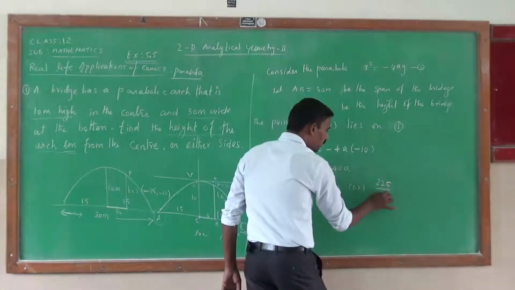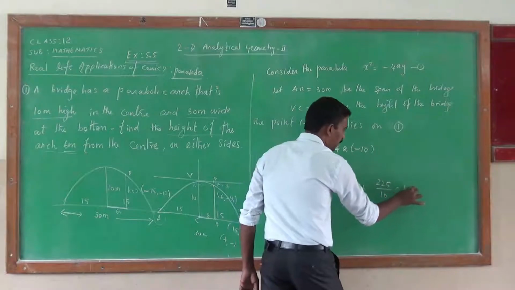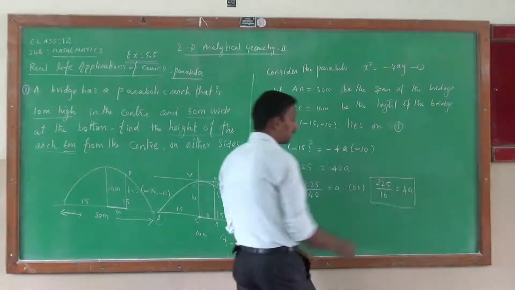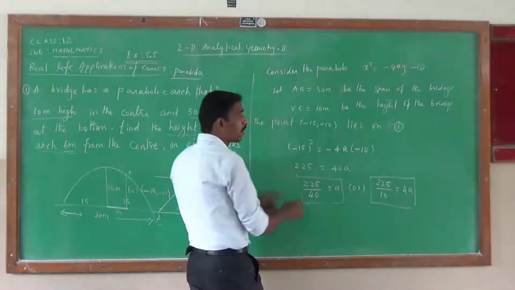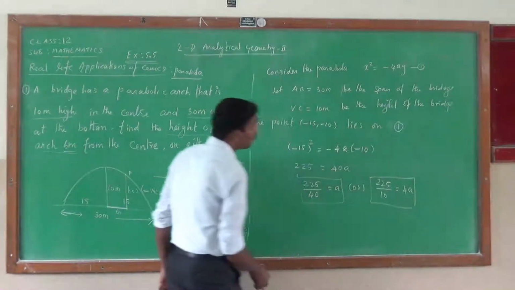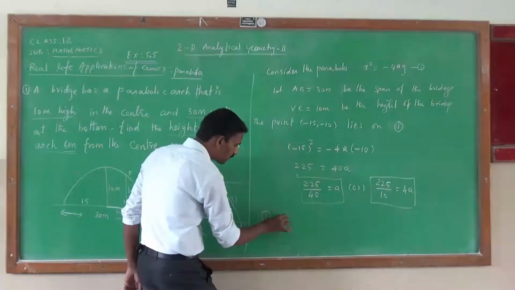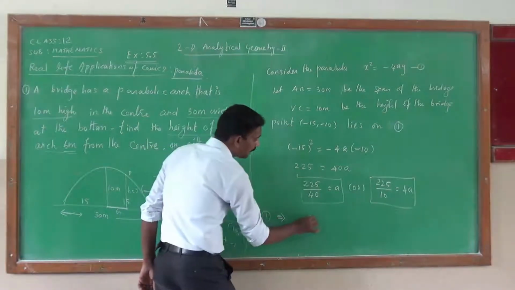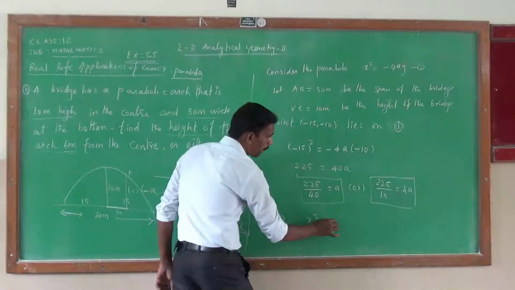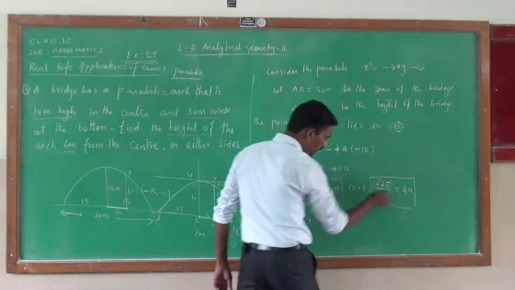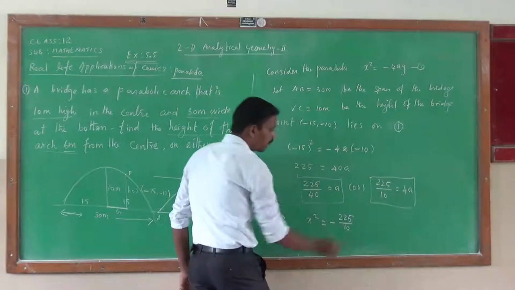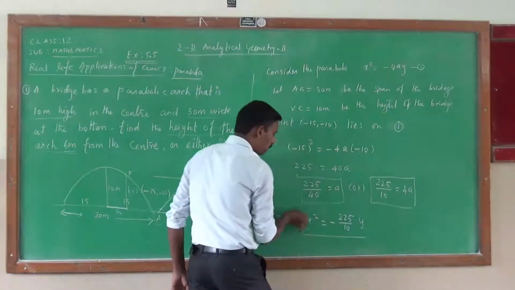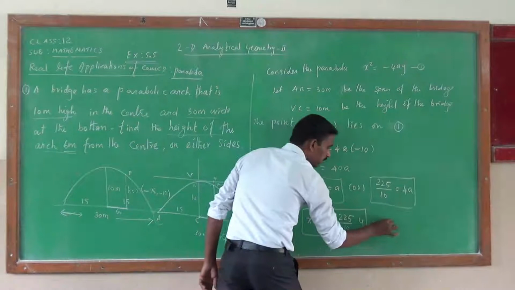or 225 divided by 10, which is equal to 4a. We can choose either this one or that one. It's not an issue. Now we want to apply this value in the first equation. Therefore, the first equation will come as x squared equals minus 4a, so for the value here, 225 divided by 10 into y. Make it equation number 2.